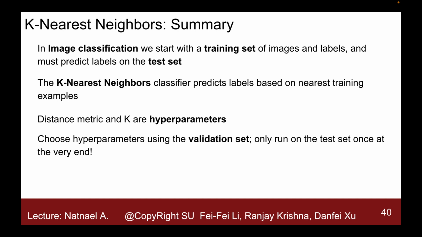Again, k-nearest neighbor classifiers predict labels based on the nearest training examples, which is a little bit the same as nearest neighbor, but the candidates for majority vote are usually larger than one in the case of k-nearest neighbor. The distance metric and the participants, that means k in the k-nearest neighbor, are called hyperparameters.